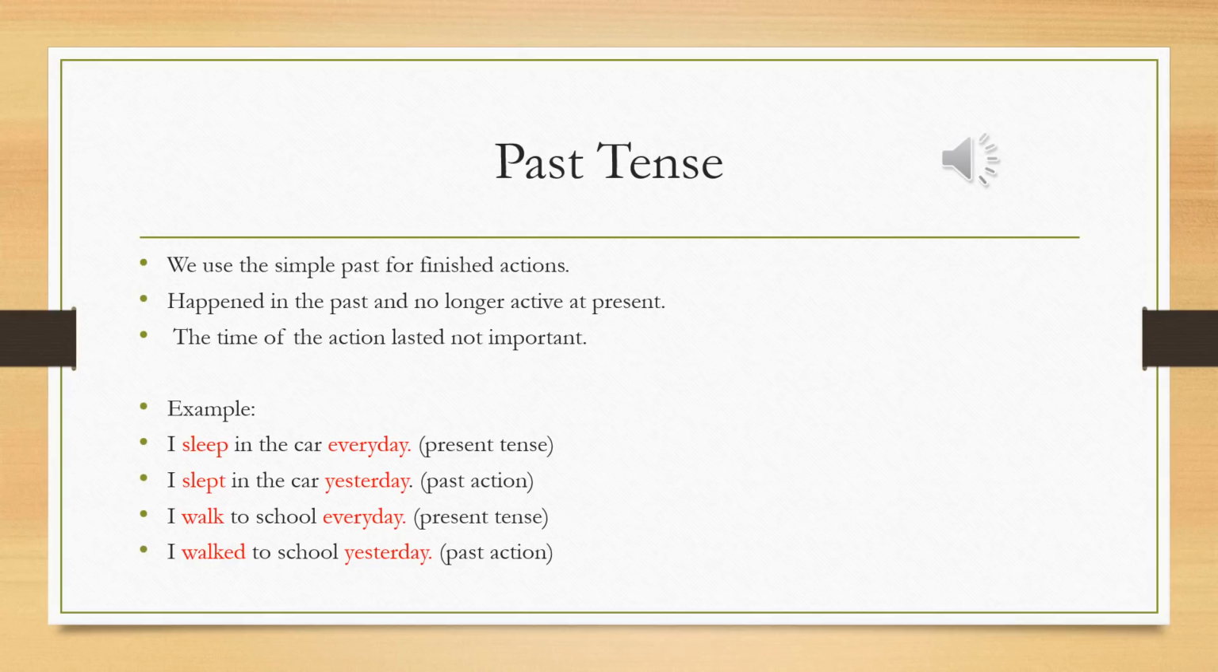These are just two examples to show the difference between present tense and past tense sentences. Again, I would like to state that the time of the action is not important. It started in the past and ended in the past. In the next slide, I will show you more examples.